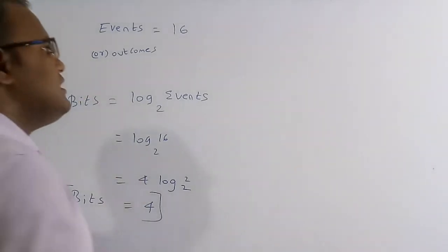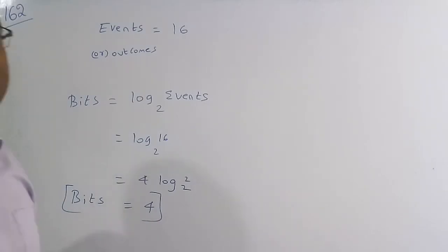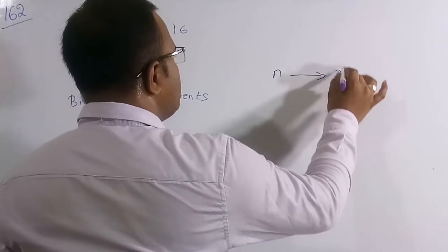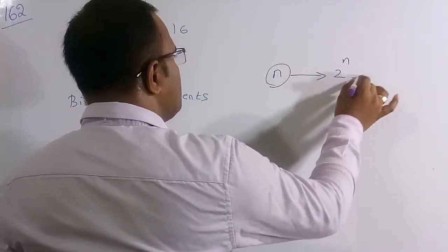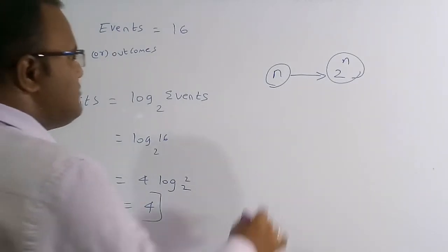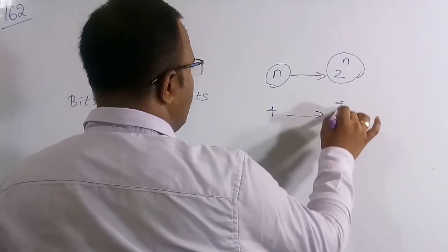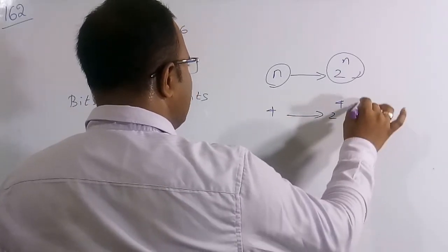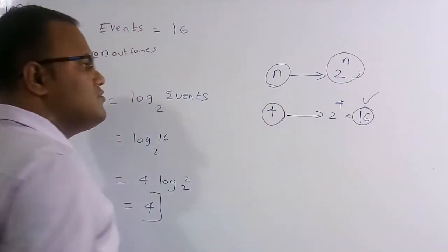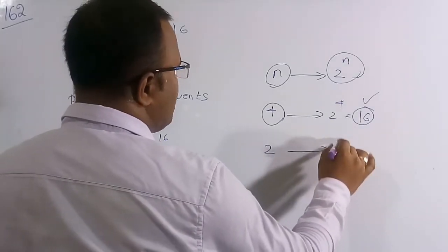So if you see carefully here, the relation between the number of outcomes or the number of combinations and the number of bits is, suppose there are n bits, so with respect to n bits we can figure out 2 to the power of n outcomes. Suppose let me assume there are 4 bits, so therefore we are going to get 2 to the power of 4, which is 16 outcomes. So we can say when the outcomes are 16 or the events are 16, the total number of bits required is 4.